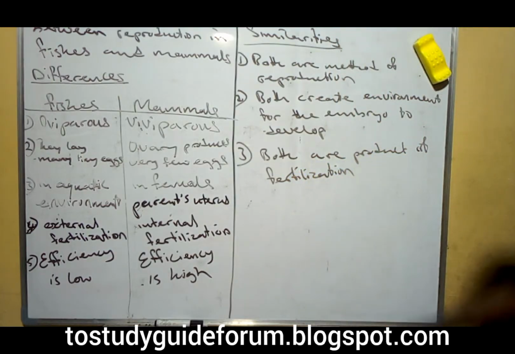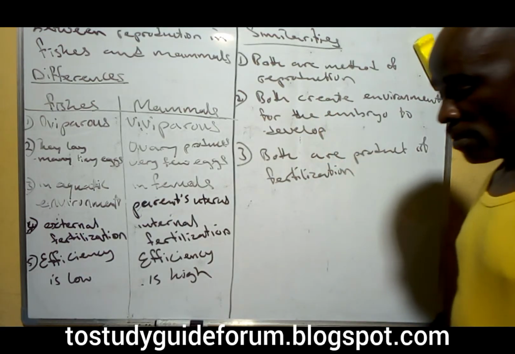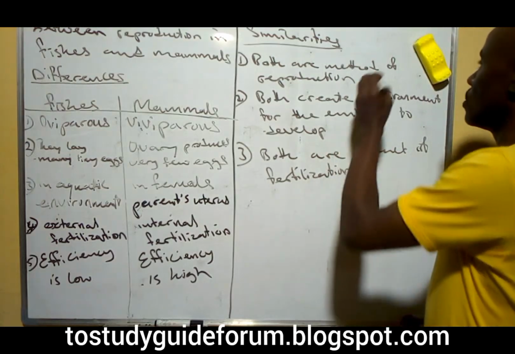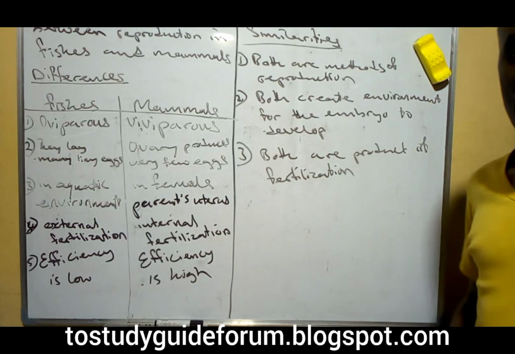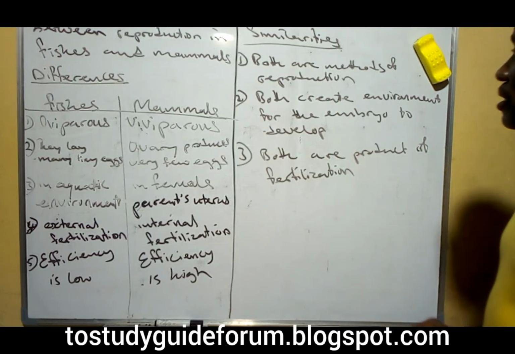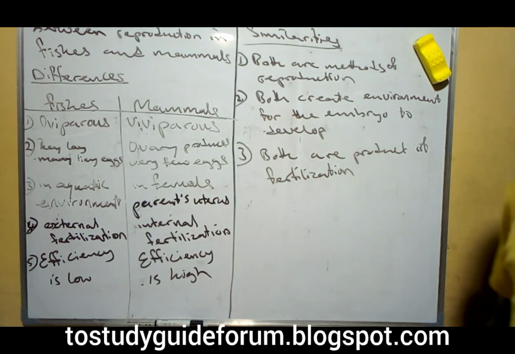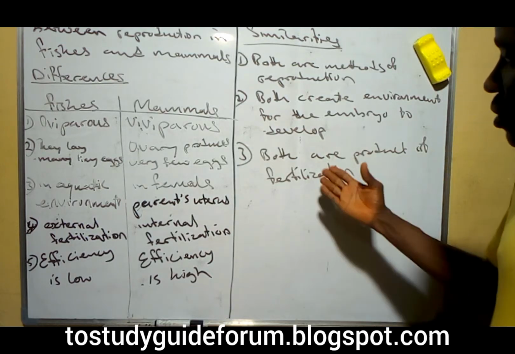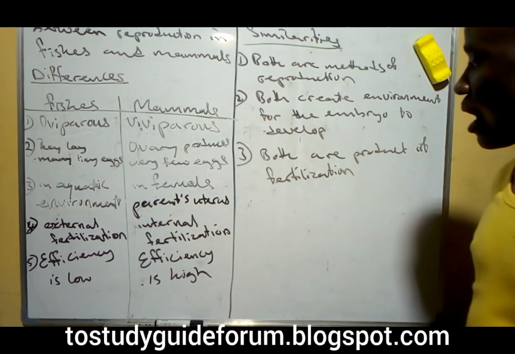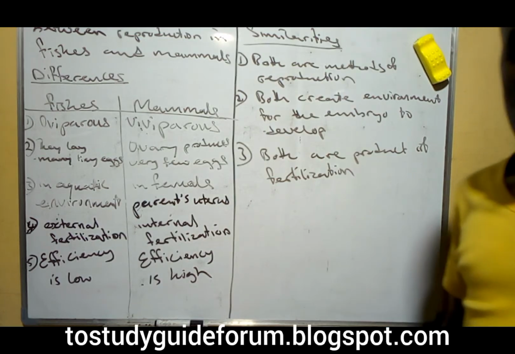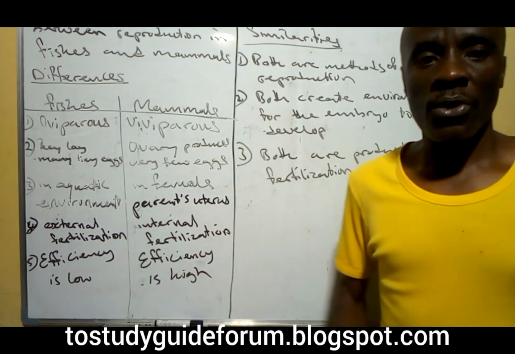And there are similarities. Both of them are methods of reproduction. And both of them create an environment for embryo development, so that the embryo will develop to maturity. And both of them are products of fertilization. All those things you notice: once there's fertilization, the process starts.